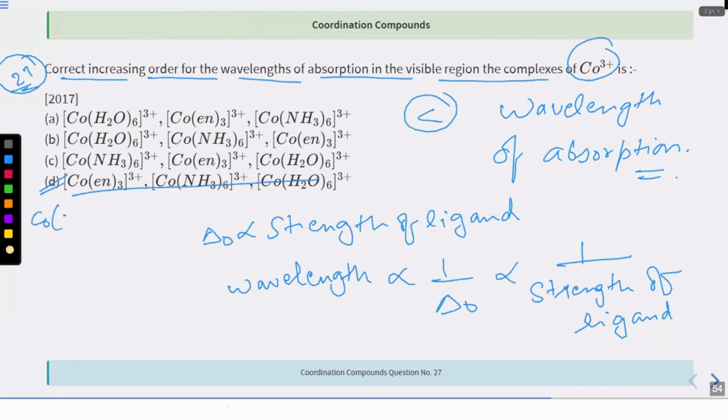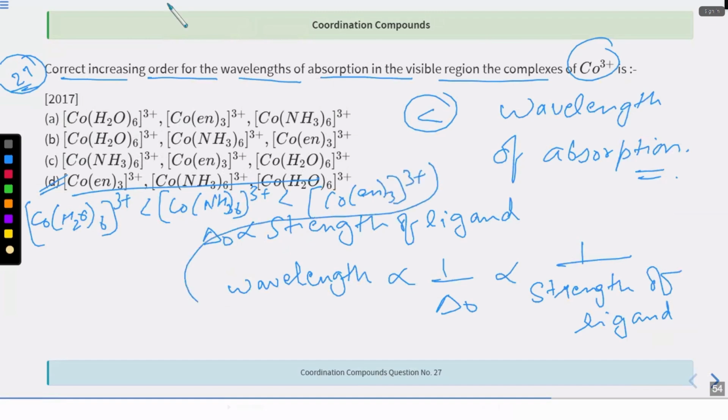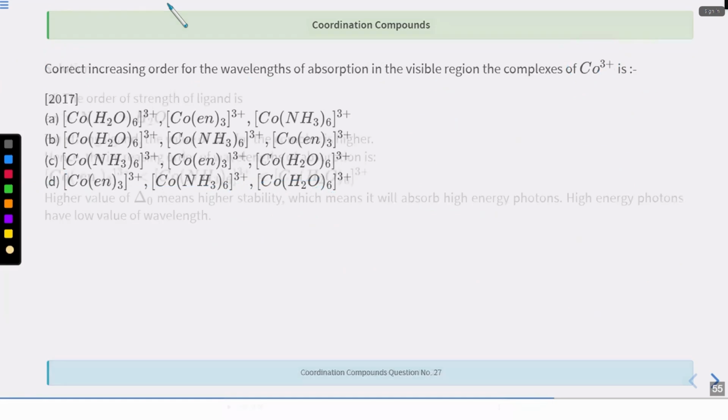In case of delta O, the order would be like this, then this, and then this. Okay. So it is opposite for delta O, and wavelength is inversely proportional to delta O. So this is the right option here. Cool. So moving ahead with question number 28.